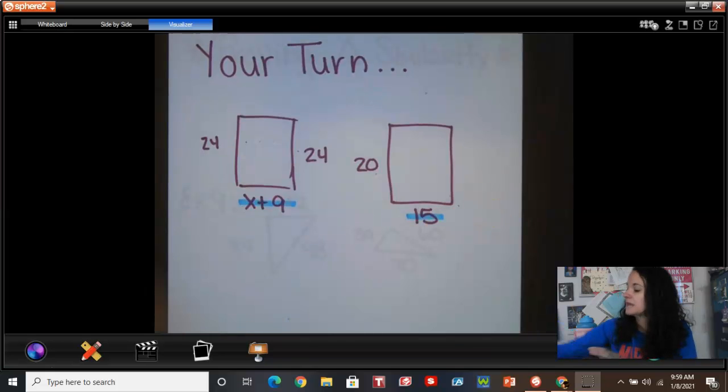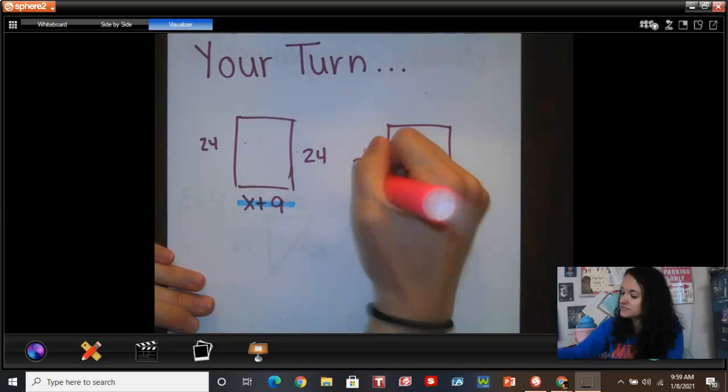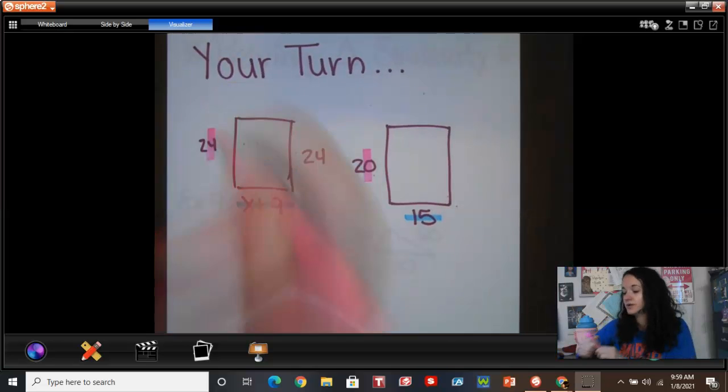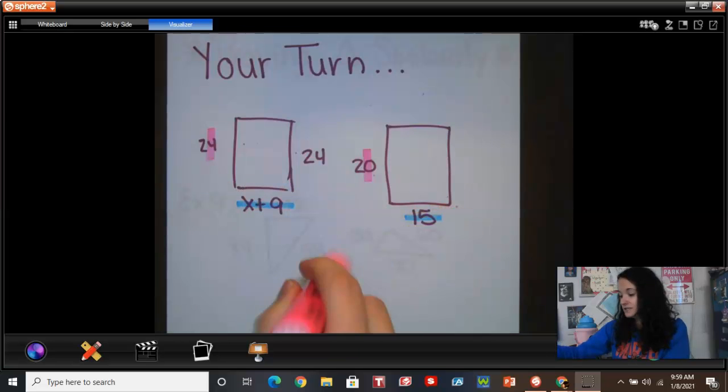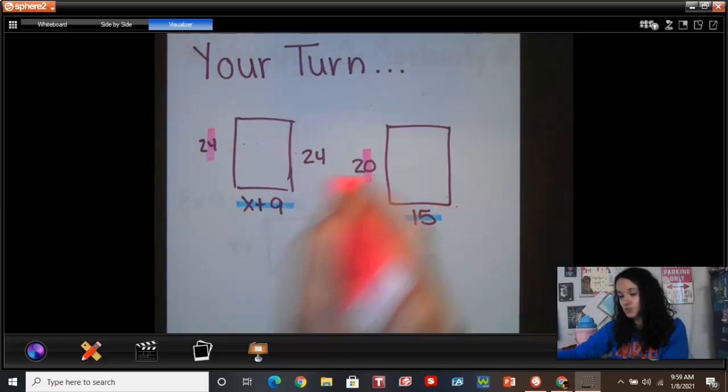Then we only know one other over here with 15, so we have to see what matches up with it, and that's 24. So you should have x plus 9 over 15 equals 24 over 20. Okay? Go ahead, take it away.